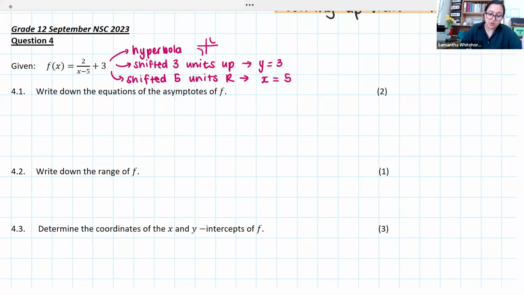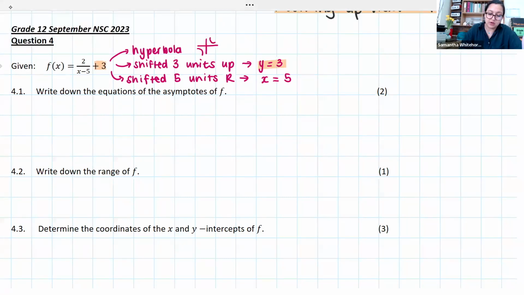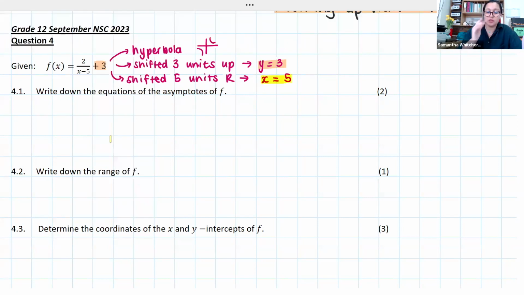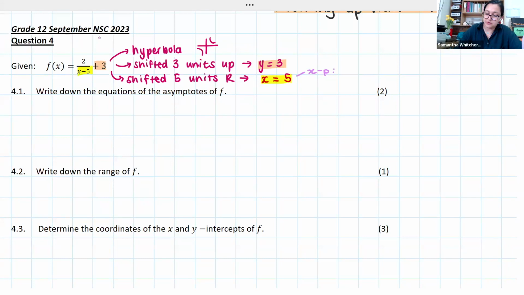Remember that your horizontal asymptote, this y equals 3, is dictated by the constant number there, whereas the shift left or right, so the vertical asymptote, is dictated by what's happening in your denominator. An x minus p expression is a shift to the right. An x plus p expression is a shift to the left. So because this is x minus 5, I knew I went 5 units to the right. So all of that information I've just taken from the equation.